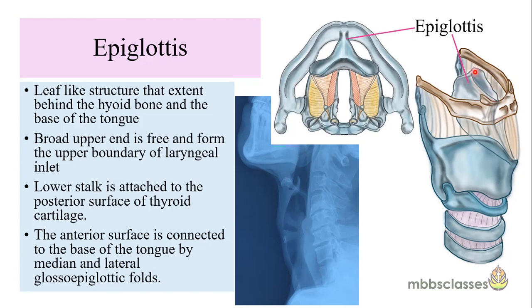And if you see the structure of the epiglottis, the upper part is broad and the lower part is narrow, and the narrow part, the pedicle-like structure, is attached to the thyroid cartilage. So the upper broad end is free and forms the upper boundary of the laryngeal inlet. The lower stalk is attached to the posterior surface of the thyroid cartilage. The anterior surface is connected to the base of the tongue by the median and the lateral glossoepiglottic folds. So this is the epiglottis. Here is the base of the tongue. It is attached to the base of the tongue by the median and lateral glossoepiglottic folds.